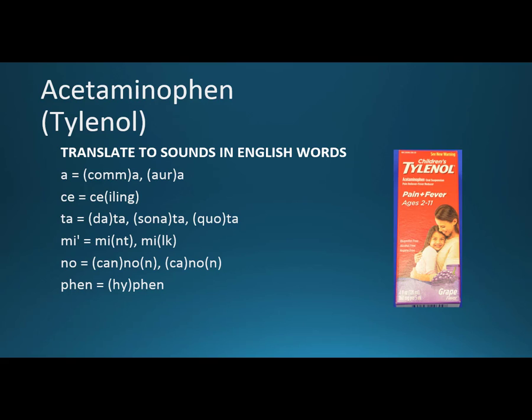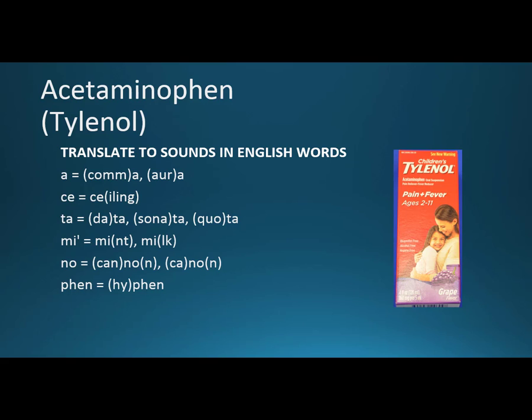Then the MI from mint or milk is the mi in acetaminophen. And the NO, although it looks like no, opposite of yes, which my children love to say, it's actually a schwa, so it's an UN, like cannon, which you would have in maybe a Civil War battle, or a canon as in a law. And then FEN is the PHEN at the end of hyphen.